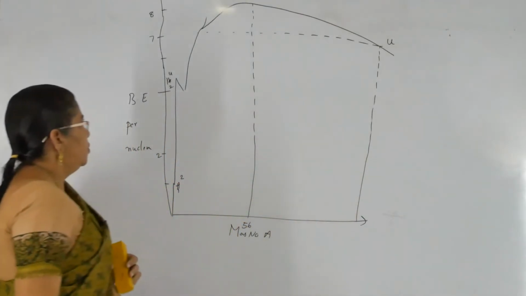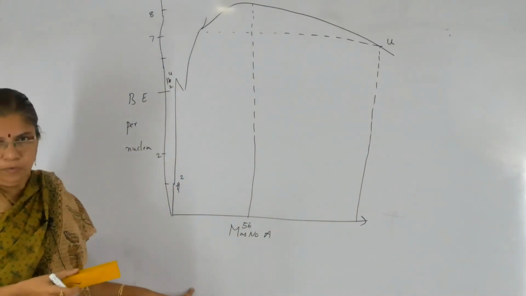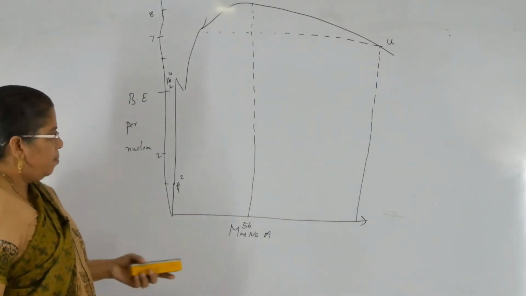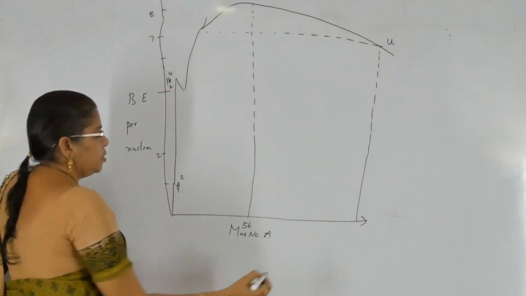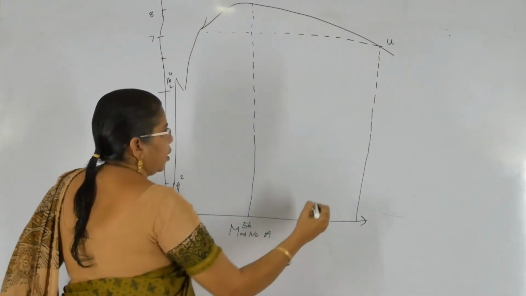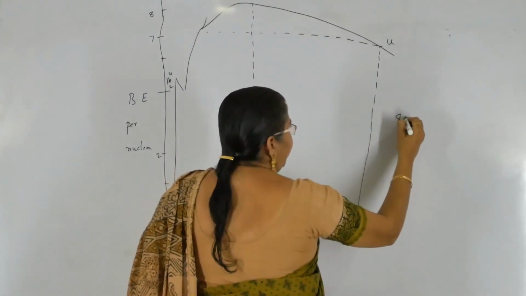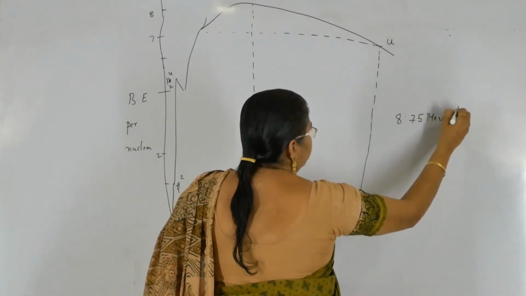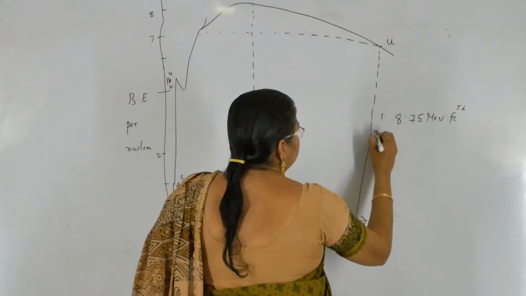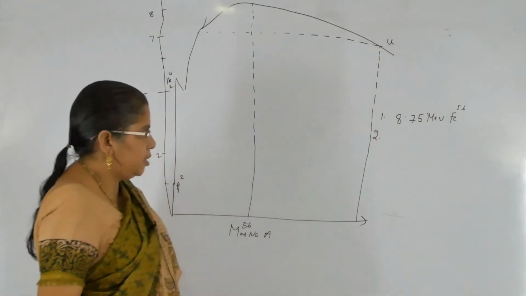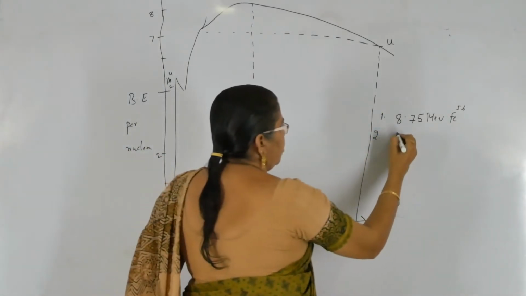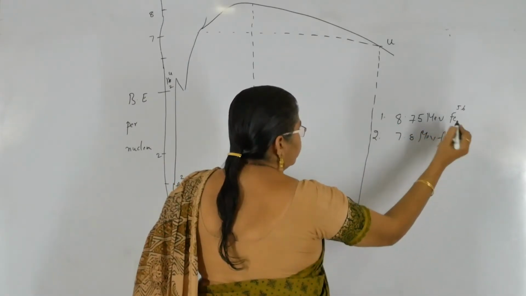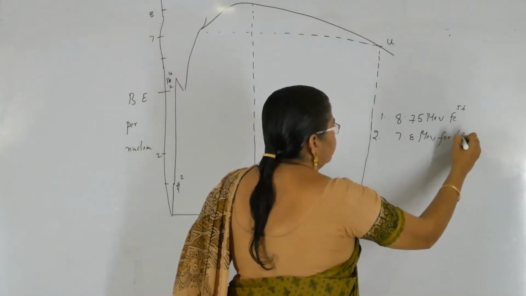Now, this is known as the binding energy curve. There are some points for this. The first point: the maximum binding energy is observed for iron, approximately 8.75 MeV, for iron-56. The second point: it is approximately 7.8 MeV for uranium.